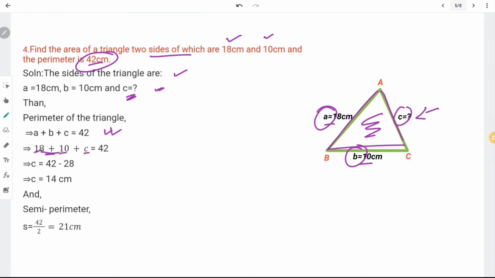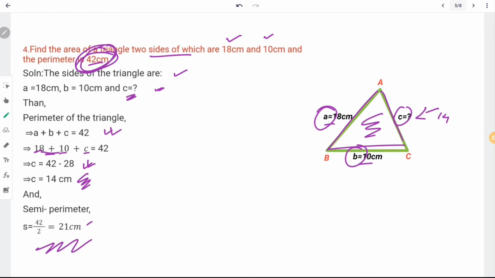So 18 plus 10 is 28. If it goes to the left hand side, it becomes minus 28. From here we get C to be equal to 14 centimeter. In order to use Heron's formula, we need to find the semi-perimeter. It is simply the perimeter divided by 2, half times the perimeter. So the perimeter is how much? 42.